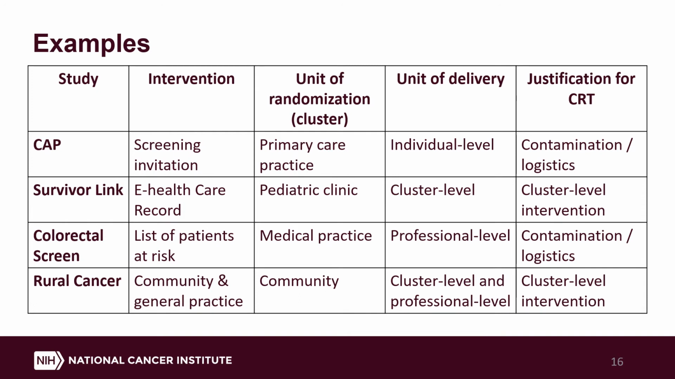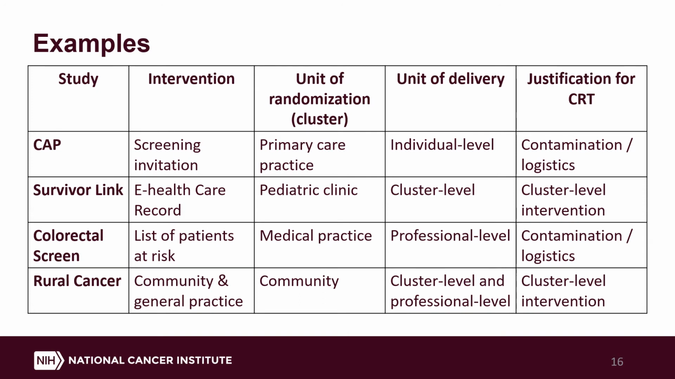In the colorectal screen trial, a list of patients at risk were given to the medical practitioners. So this was a professional level intervention. So cluster randomization wasn't necessarily essential, but it was used because of a concern over contamination and logistical benefits. And then finally, our rural cancer trial.